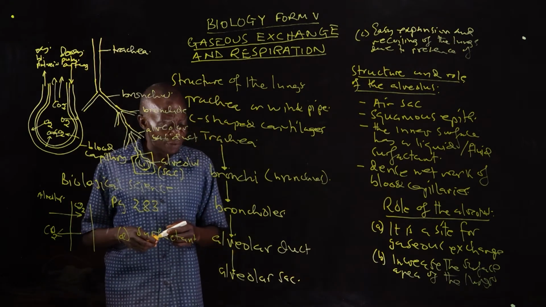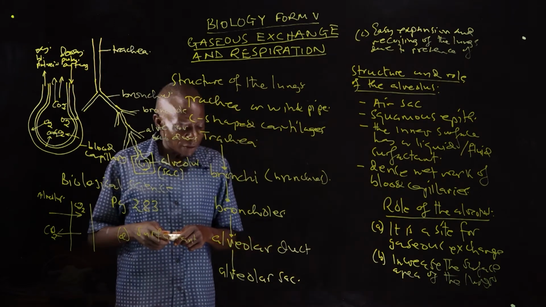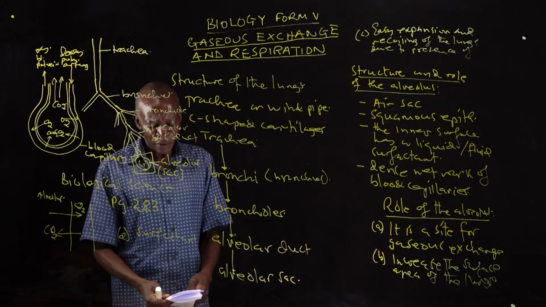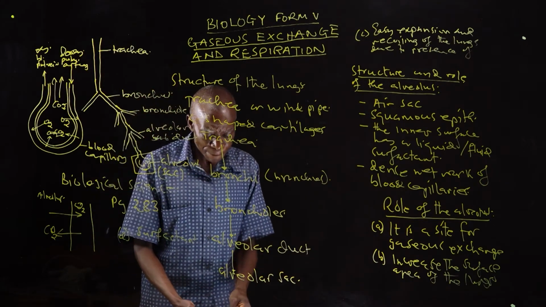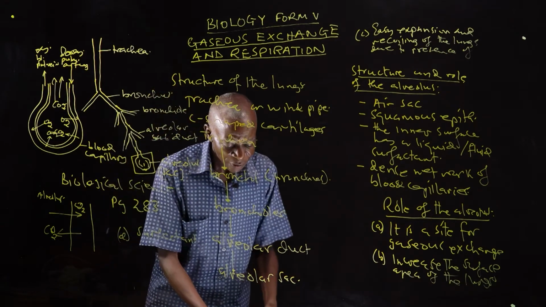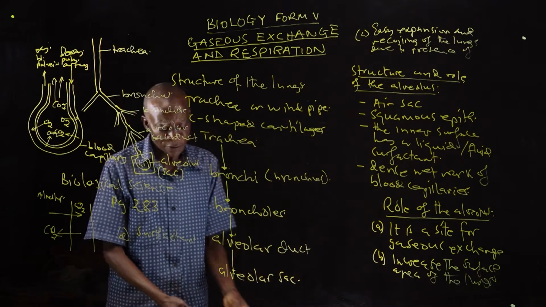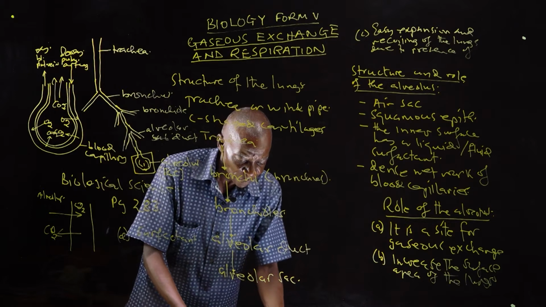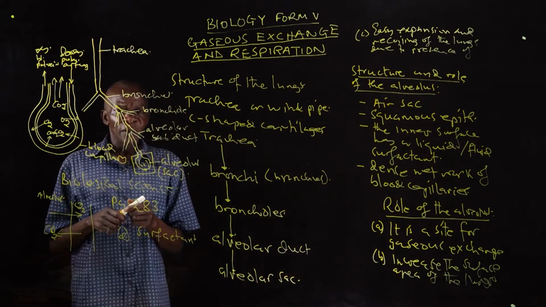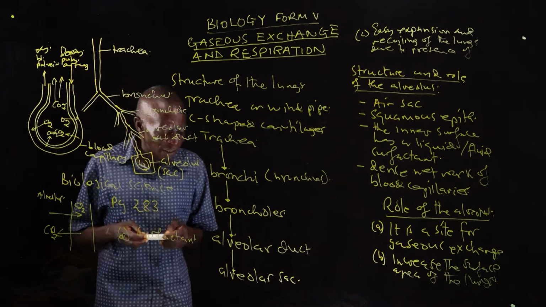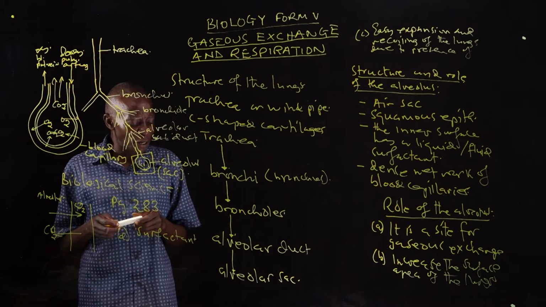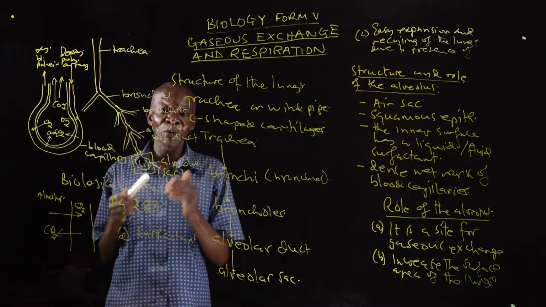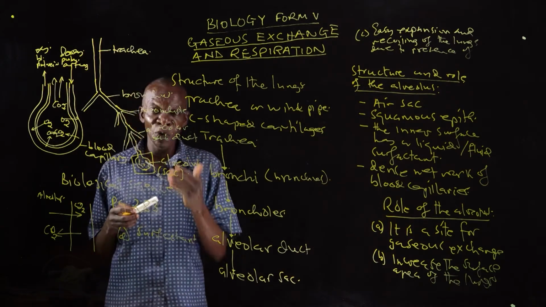They produce a chemical substance called surfactant. Now, the surfactant has a number of roles. The first one is that it lowers surface tension of the fluid within the alveoli, in the alveolus.